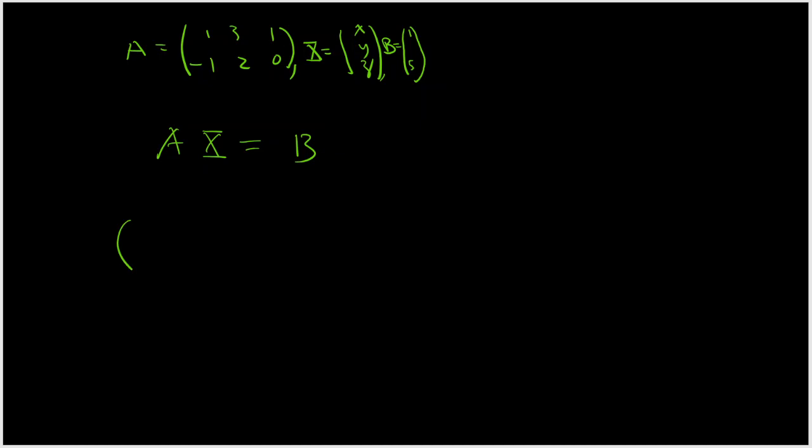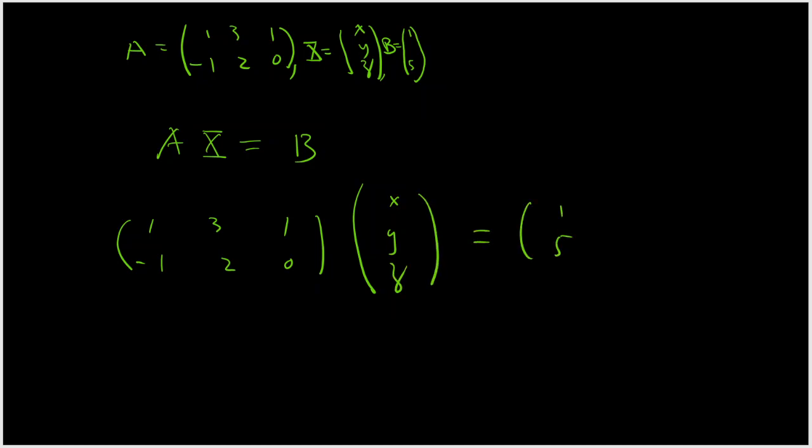It's the same thing as the equation of 1, 3, 1, and -1, 2, 0, the second row, right? And then X, I'm trying to recover the meaning of the notations. X is actually x, y, z. And then on the right hand side you have 1, 5.